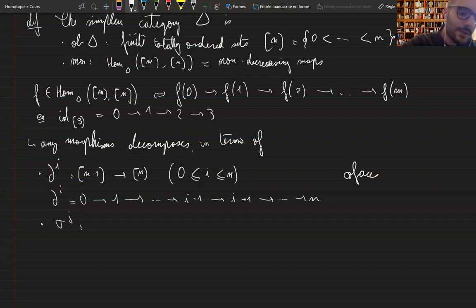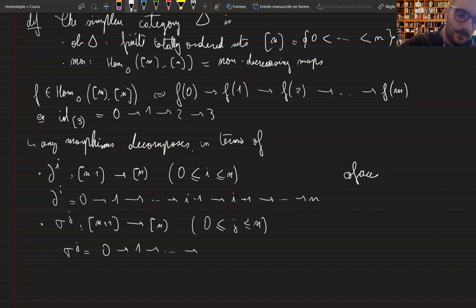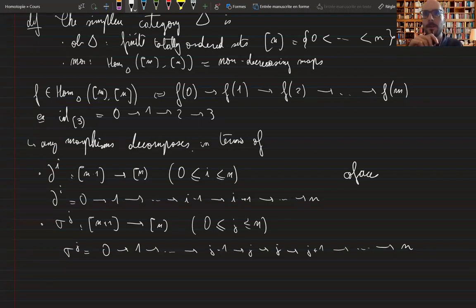And you have codegeneracies, which are surjections. So again, you have 0 less than or equal to j, like this. So sigma^j is the unique surjection that repeats j. So maybe in more detail, you have j minus one, j, j again, then j plus one, up to n.